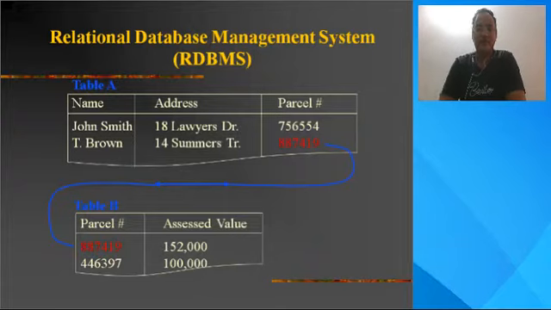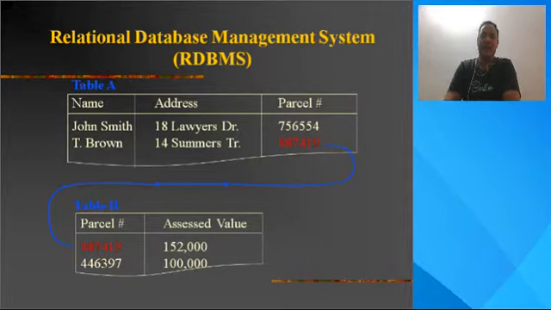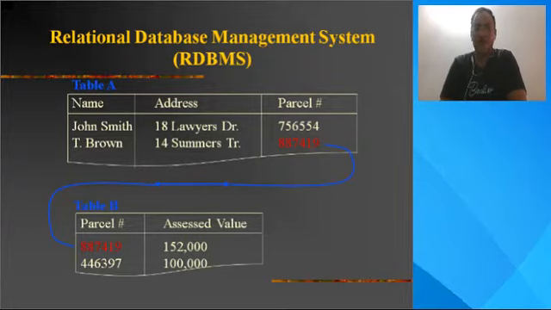Now here is an example of the relational database management system. We have table 1, which has the attributes name, address and the parcel number. Another table 2 has the parcel number and the associated values. So here the parcel number is related to table B's parcel number. So we have to make the relations between the two tables. That is, the parcel number in table B is the primary key and the parcel number in table A is the foreign key.